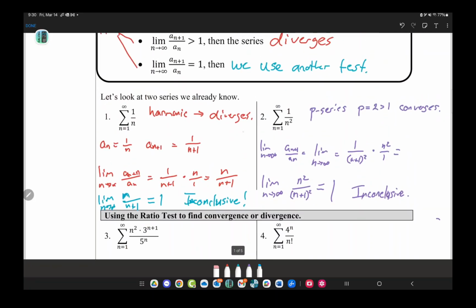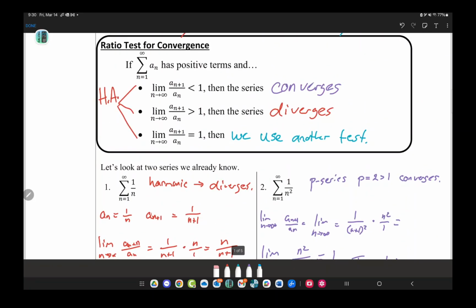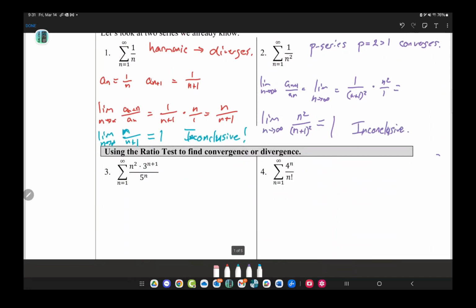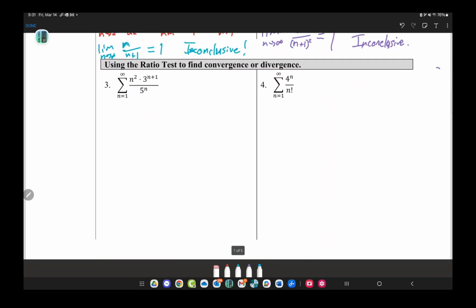What is nice about this is that you don't have to remember a lot of stuff. You don't have to remember that if this function is greater than this function and this function converges, then the other converges, and if it's less than this function and this diverges, then that diverges. You don't have to know all that. You just have to say, if I take the limit of a of n plus 1 over a of n, and I get less than 1, it converges, greater than 1, it diverges. Anything else, I just use a different test. It's a very easy test to remember how to do. Okay? So, let's look at this fun thing.